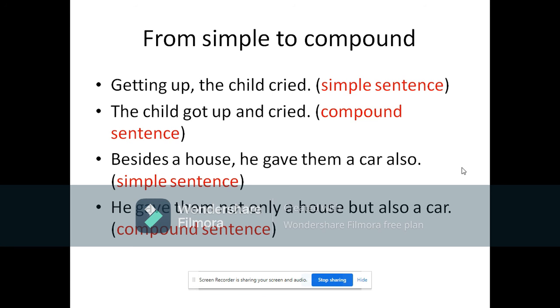Besides a house, he gave them a car also. It is a simple sentence. You can turn it into a compound sentence: He gave them not only a house but also a car.